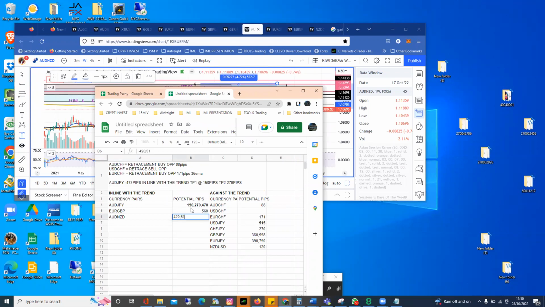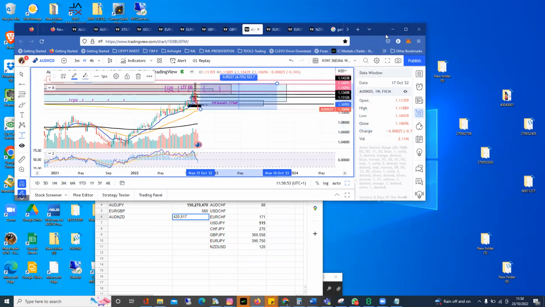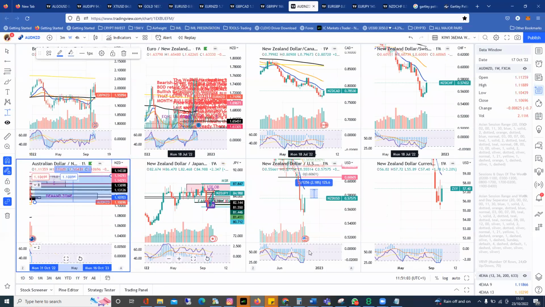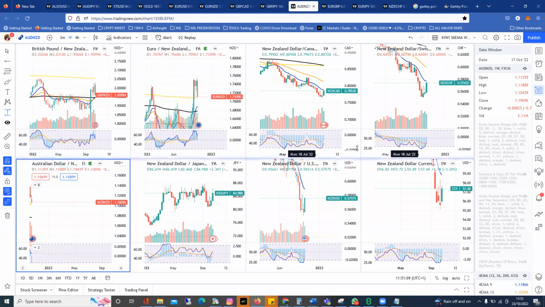So the main sense of this exercise is for us to be able to visualize the possible potential ahead of the market, so we are kind of prepared in a way. So we've looked at that, and Aussie New Zealand is the key, and what else did I see again? A New Zealand dollar.